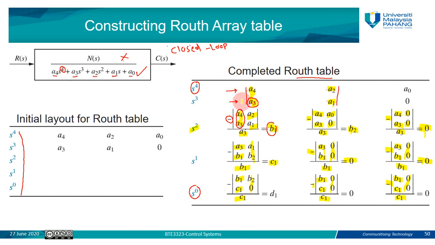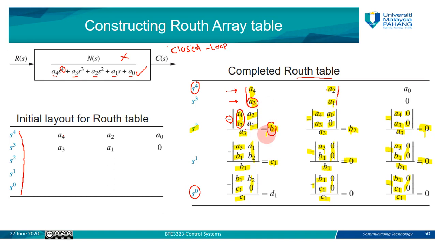So when we construct the Routh table here, we find the value of B1, the value of C1, B2, and D1 also. All the elements are there. Then we decide whether our system is stable or not. How? We interpret the sign of the first column elements. For example, if A4, A3, B1, C1, D1 are all positive, we say our system is stable, because all the elements in the first column have the same sign. If all are negative also, the system is stable because there is no change in sign.